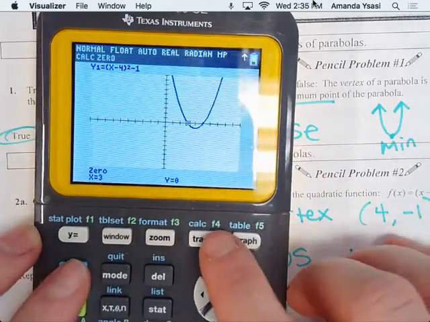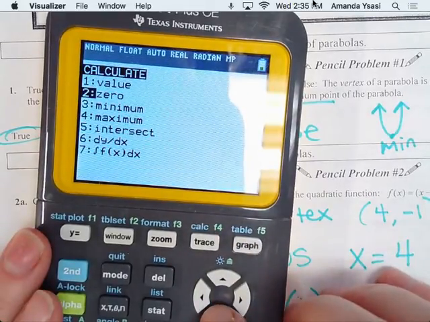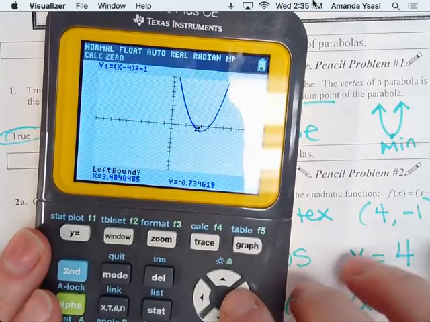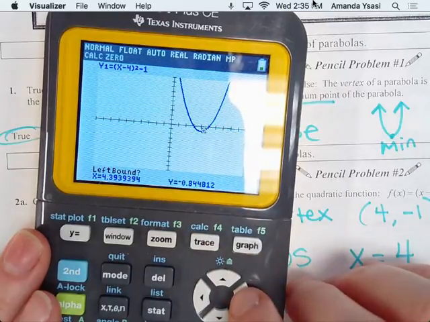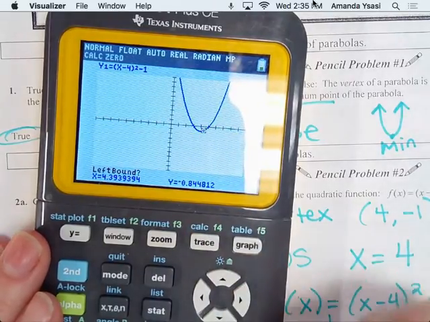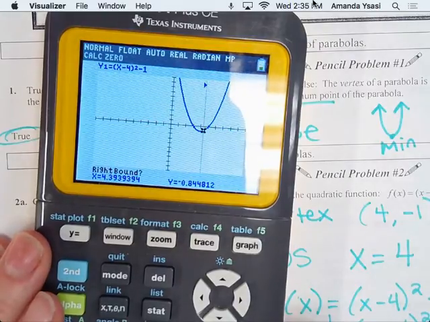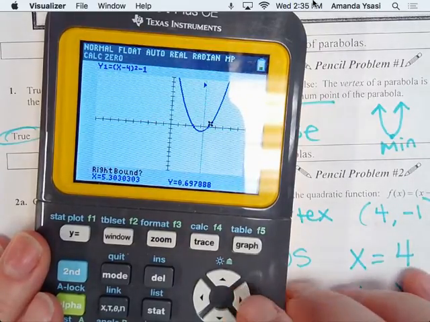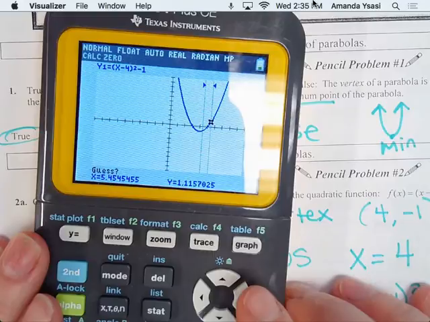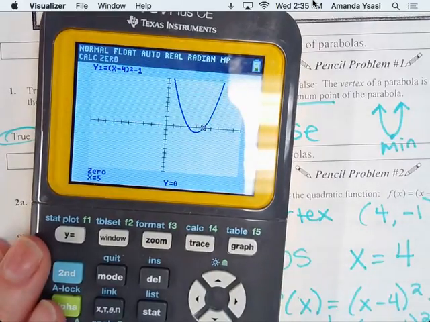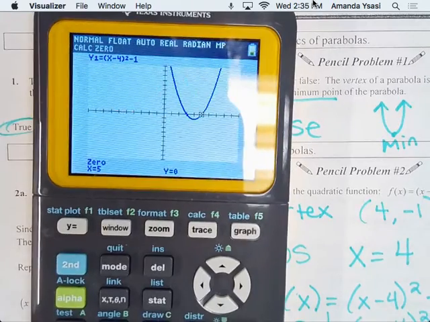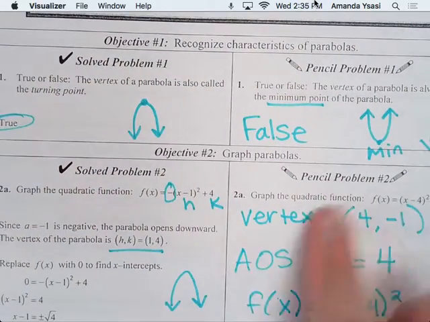And then you can do the other side too. We want a zero, left bound. So we're going to go to the left side where the parabola crosses the x-axis. Enter, right side, enter, guess, enter. So 5. So that's how you can find all those attributes using the calculator.